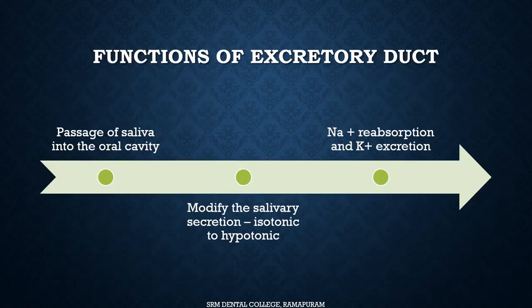So what are the functions of your excretory duct? The first function is the passage of saliva into the oral cavity. It receives saliva from your striated duct and transfers it into your oral cavity. The second function of your excretory duct is the modification of saliva from isotonic to hypotonic. Again, this is achieved by reabsorption of sodium ions and excretion of potassium ions into your saliva.